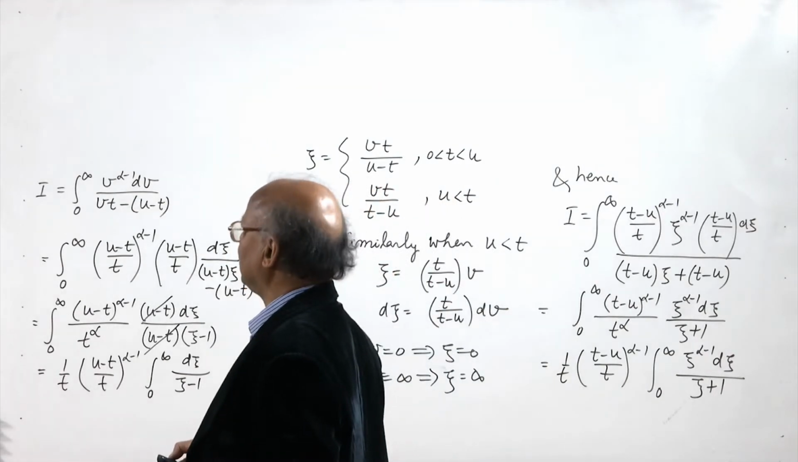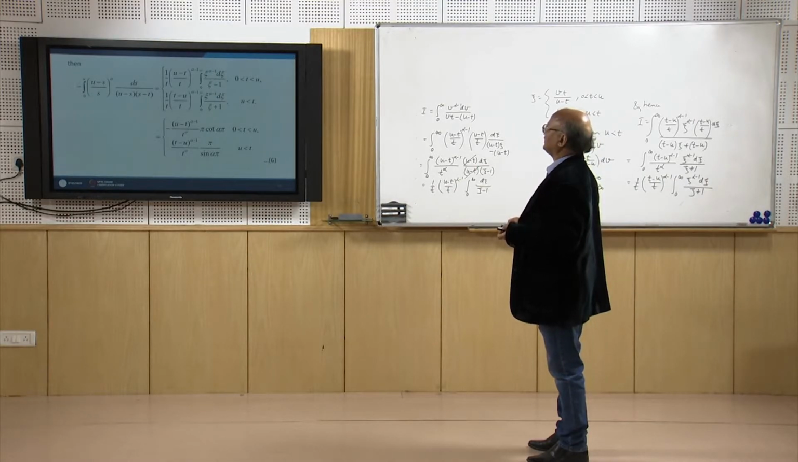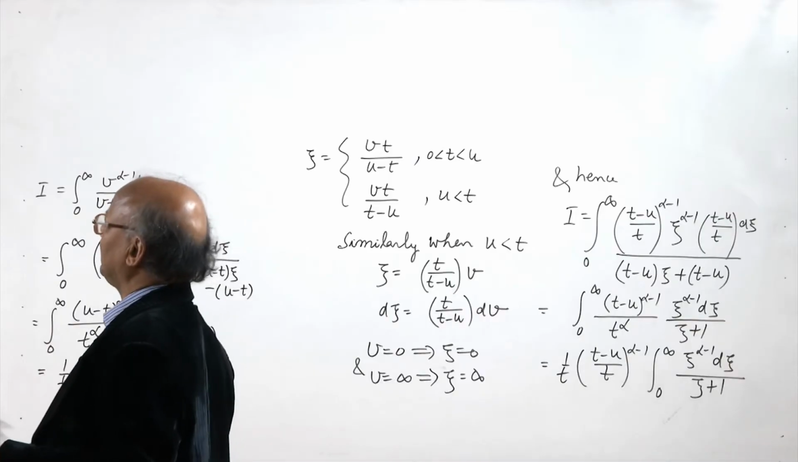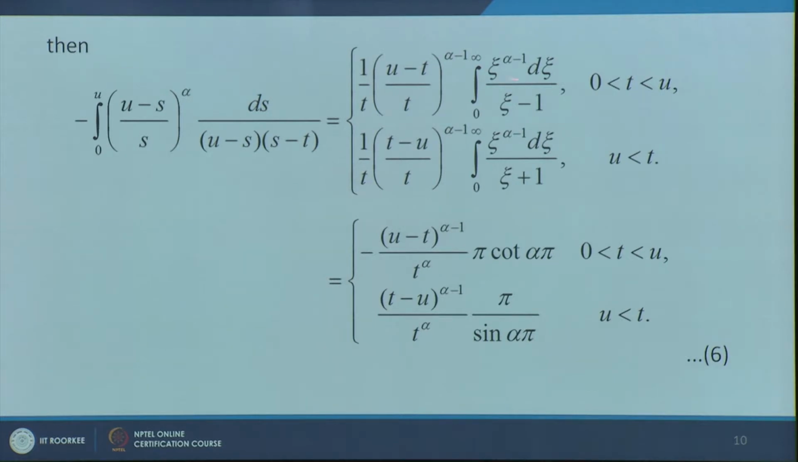So we get this I, the expression for I, which is minus integral 0 to u minus s by s to the power alpha ds over u minus s into s minus t, can be written as this for 0 less than t less than u, and can be written like this when u is less than t. Now these integrals can be further simplified, and we can get the value of the integrals, and we get that for the case 0 less than t less than u, the value of this integral I is minus u minus t raised to the power alpha minus 1 over t to the power alpha pi cot alpha pi, and t minus u to the power alpha minus 1 over t to the power alpha pi over sin alpha pi when u is less than t.